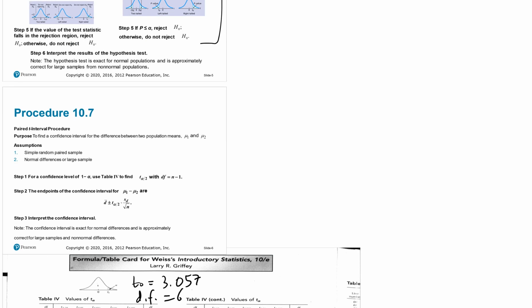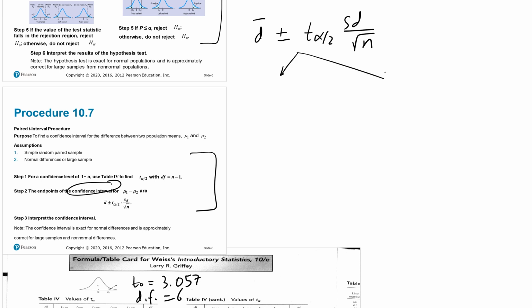The next one to talk about is the confidence interval. How do you find a confidence interval? As soon as you find the first stuff that I spoke about, the confidence interval becomes very easy. It's d bar plus or minus t sub alpha over 2 times s sub d divided by the square root of n. That means you're going to have d bar minus t sub alpha over 2 s sub d over root n to give you one of the bounds, maybe the lower bound, and the plus will give you the upper bound.